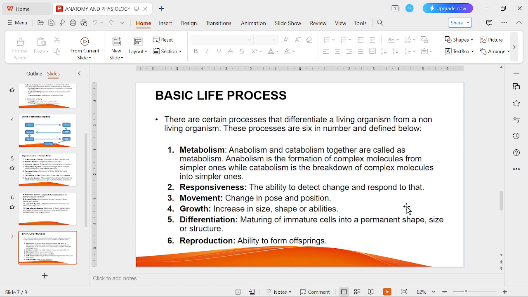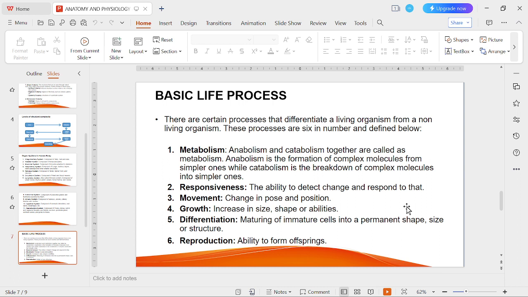Coming to the basic life process. When we have to distinguish between a living organism and a non-living organism, there are basic 6 processes of life that every living organism goes through. First one is the metabolism. Metabolism is a combined process of two types of processes, anabolism and catabolism.